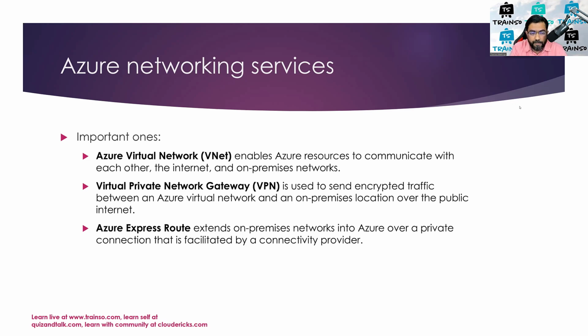And then you have a virtual private network gateway used to send encrypted traffic between Azure Virtual Network and an on-premises location over public internet. Most of the enterprise companies these days will definitely have some on-premises workload and then Azure Cloud or any cloud for that matter. So you need ways to send traffic securely between these two places or these two entities. And you have Azure Express Route. It extends on-premises networks into Azure over a private connection that is facilitated by a connectivity provider.